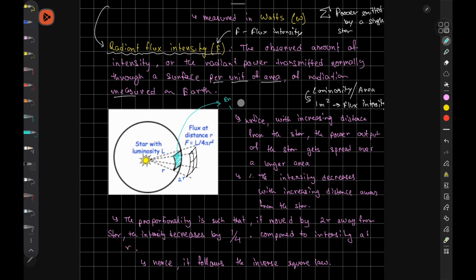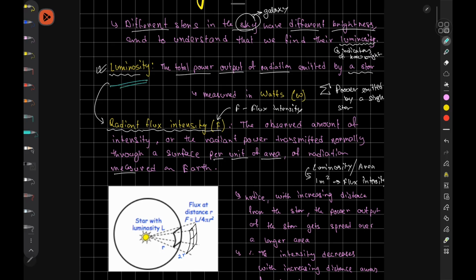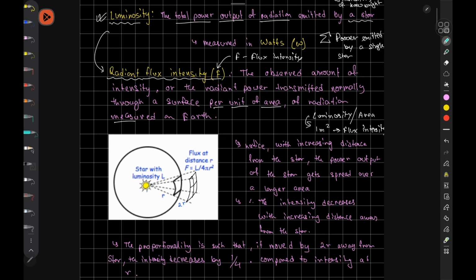I may be using power and luminosity interchangeably, but when I say power, I probably mean the sum of the entire power of the stellar body, which is luminosity in essence. Clear? At any point, if you have any question, list it down and just let me know. Mail me or something, I don't mind at all.